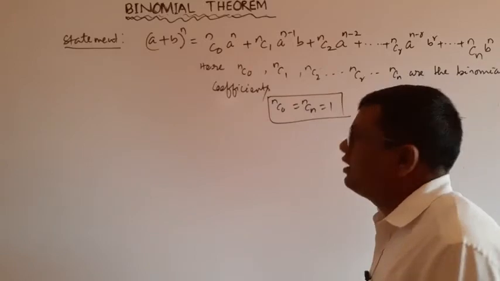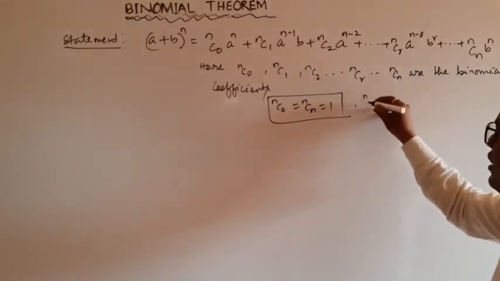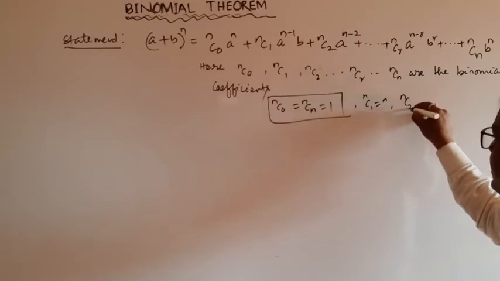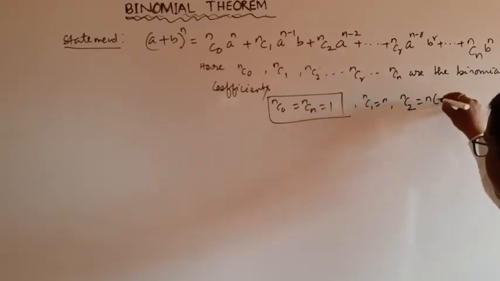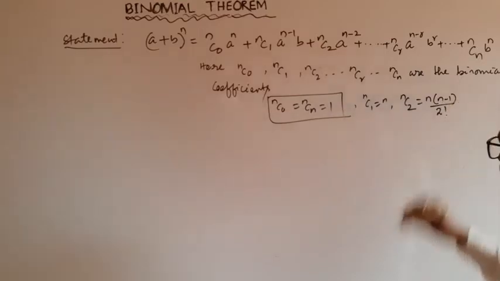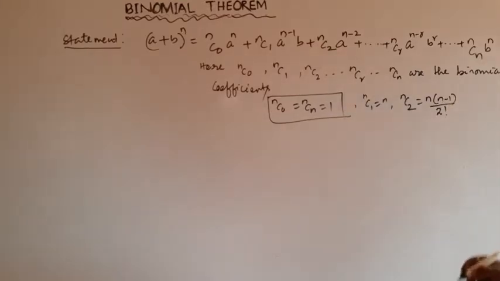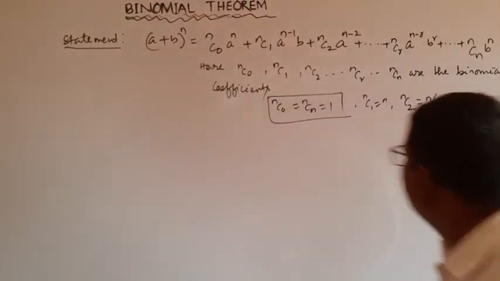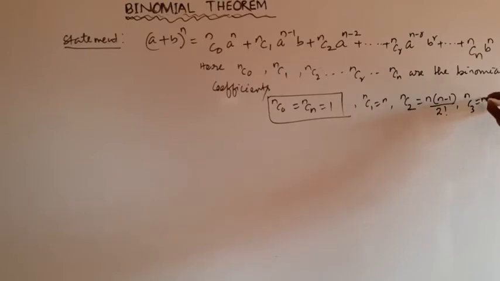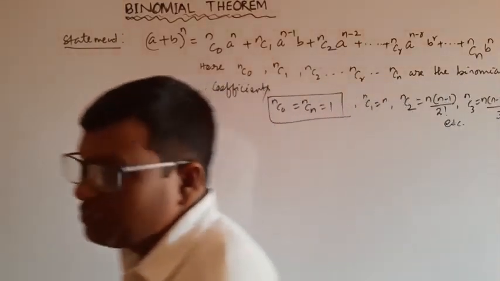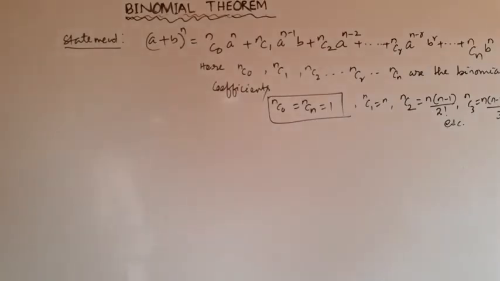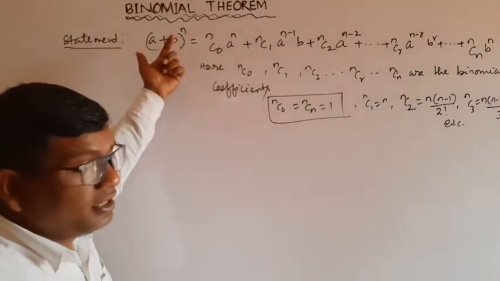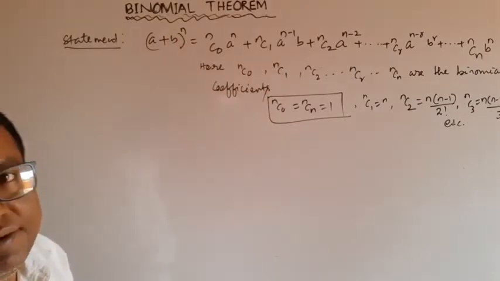Now what is nC1? nC1 is equal to n. nC2 means n into n minus 1 by 2 factorial. Similarly nC3 means n into n minus 1 into n minus 2 divided by 3 factorial, etc. This formula is applied for, say, (a plus b) whole to the 100. You can write it by applying this formula.